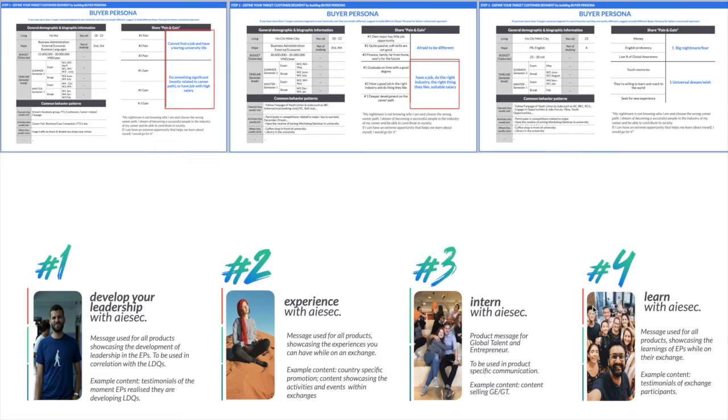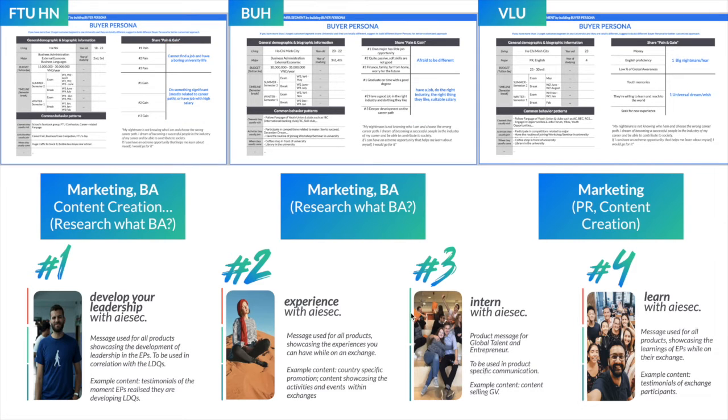But in here, it doesn't necessarily mean we need to use all the messages. So I will show you here with an example. With all the personas that we have, with the specific subproduct and job description, we have it already. So what you can do is you can put it in there. For example, if people are focusing on career oriented, like FTU, Hanoi, and also BUH.